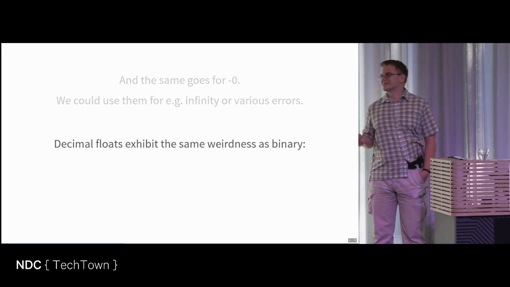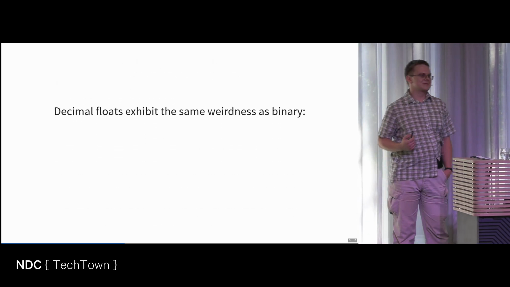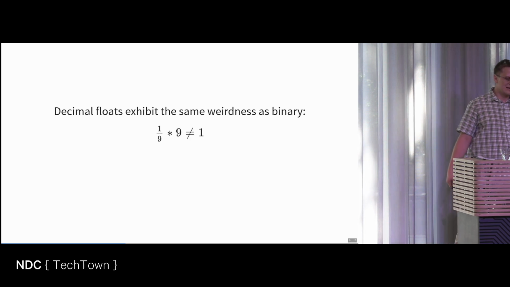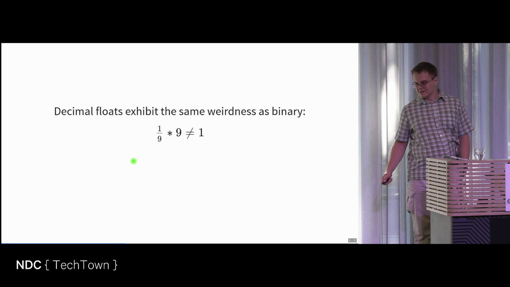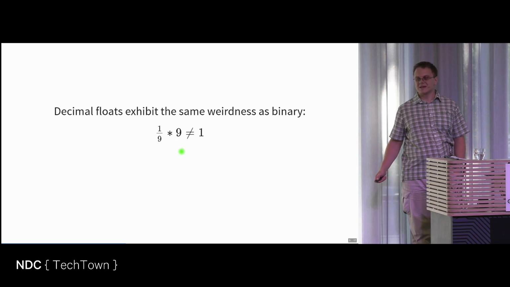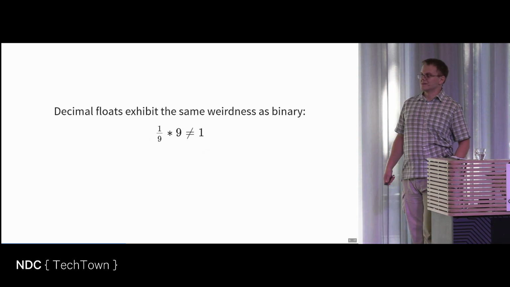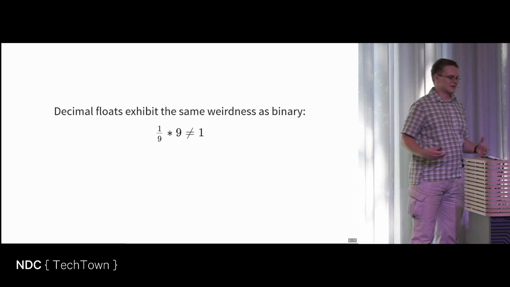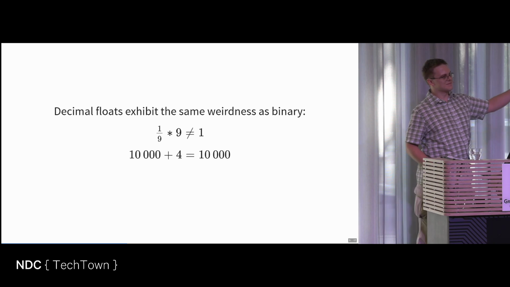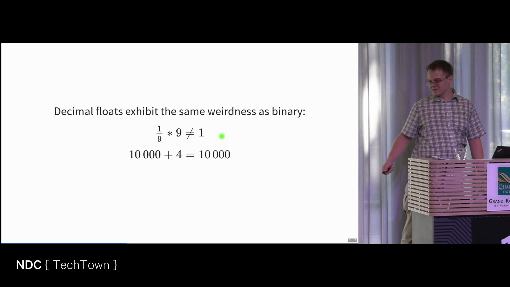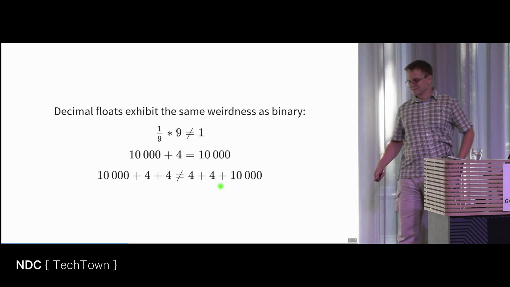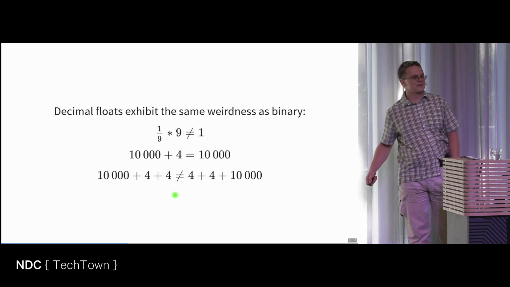And here is the part that's important. The decimal floats are just as weird as the binary ones we started with. We get this fun fact, like 1/9 times 9 is not 1 if you do the computation in decimal floats. 10,000 plus 4 is just 10,000. 10,000 plus 4 plus 4 is not the same as 4 plus 4 plus 10,000.